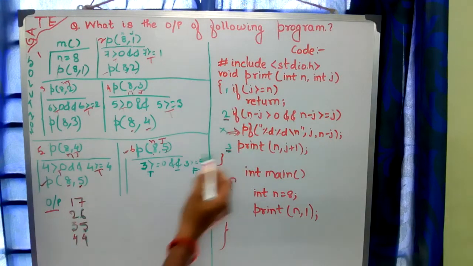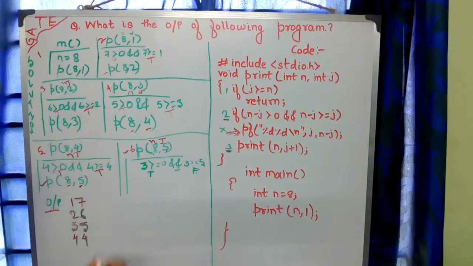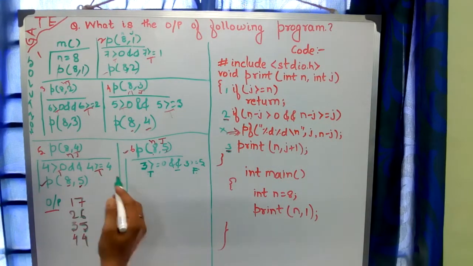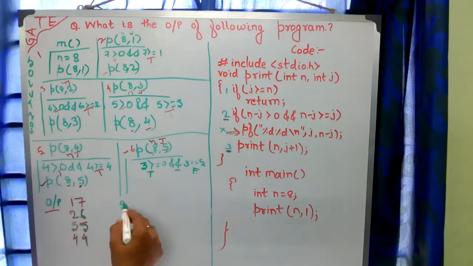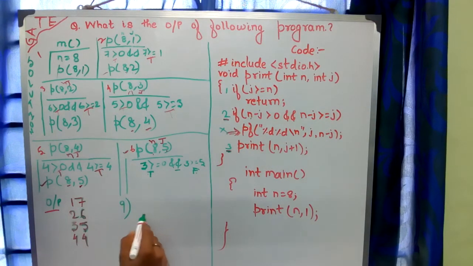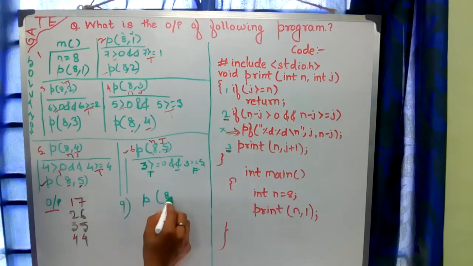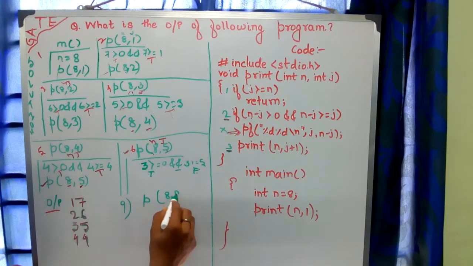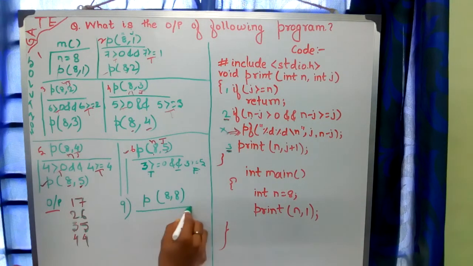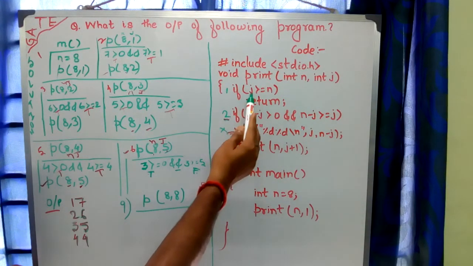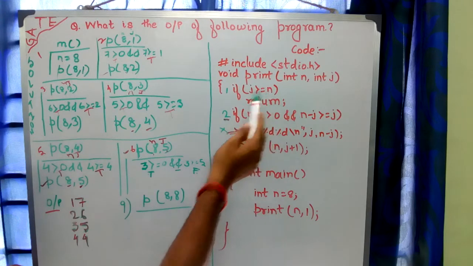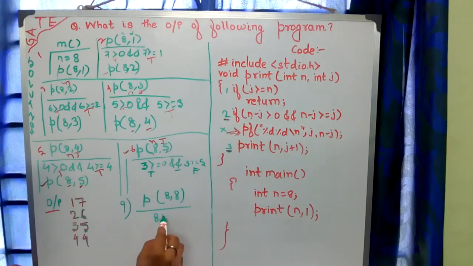Now for this print statement, step number 9. Till 8 I have erased it, 7 and 8 I have erased it. I won't have space here. So for 9, again it will call print 8, comma 8. Now the first statement, it will be 8 is greater than or equal to n. Yes, this is true. 8 is greater than or equal to 8. This will become true and the return statement will be executed in this case.